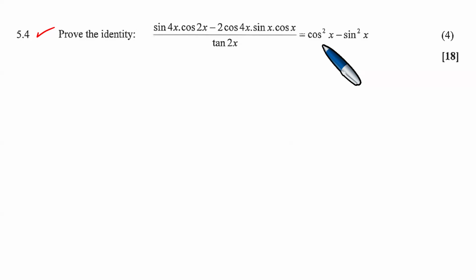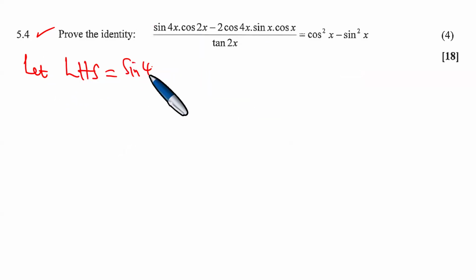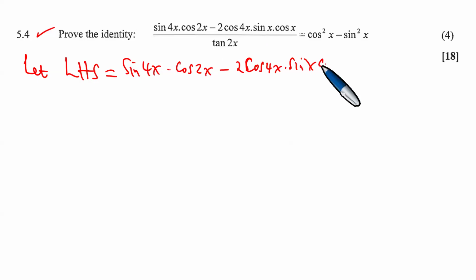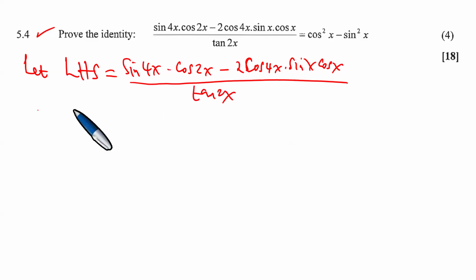Sine 2 times 2x. Okay, so we need to take one side. So we take the left-hand side, I presume. So what do we write here? If you take the left-hand side, you copy the left-hand side as it is, and then divide by the tangent of 2x. So what do we do next? The sine of 2 times 2x, right? Yeah, I agree with you. That is something we can do.